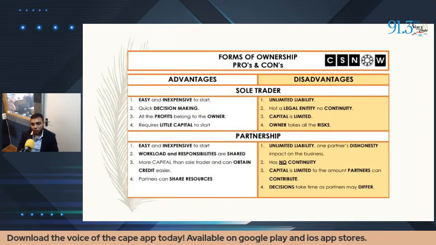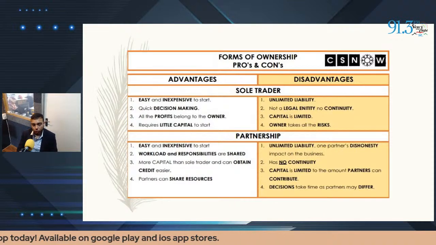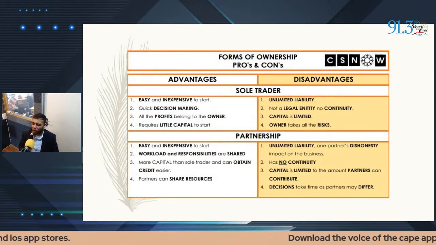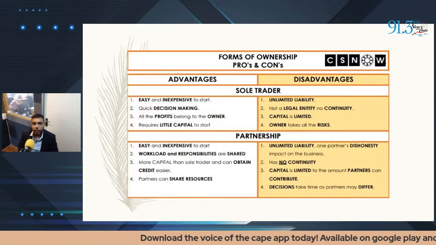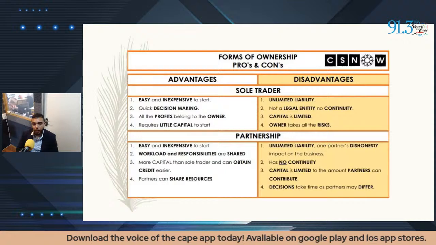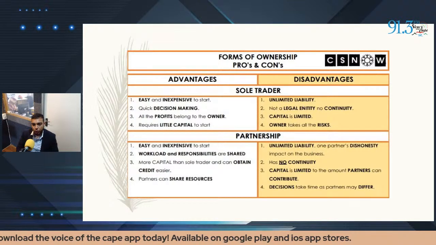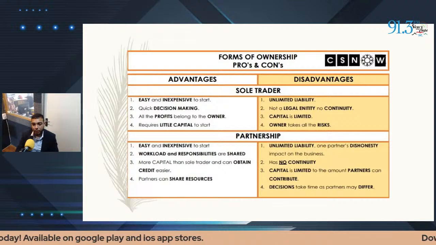One partner's dishonesty may impact on the business, and it has no continuity, as if both owners die, there will be no continuity, meaning the business will not continue. Capital is limited to the amount the partners can contribute, and decisions take time as partners may differ.